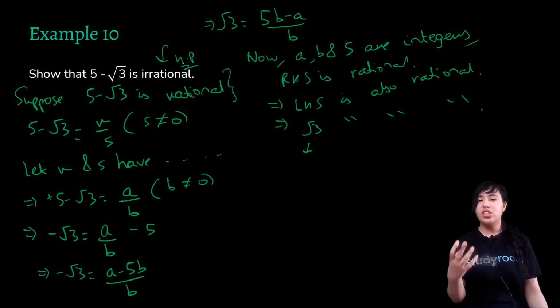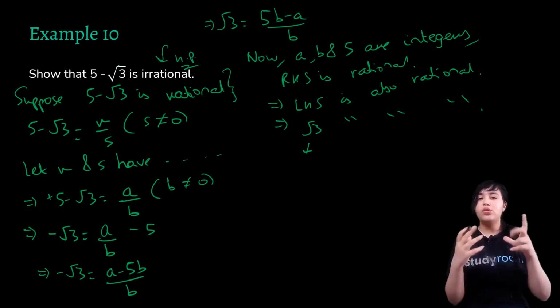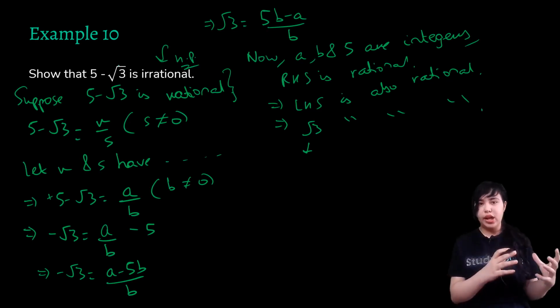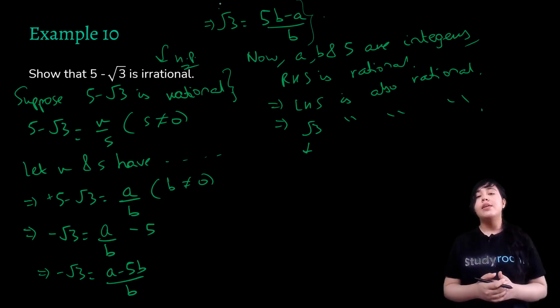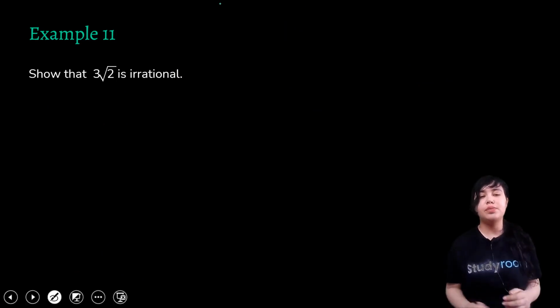So here the methodology is a bit different. You make root 3 only, the square root term, as the subject of the formula instead of doing a cross multiplication over here. And then you see that you are having integers. So this becomes a rational number. If you are having equal to sign, it means this should also be a rational number. But is it? No, it isn't. We've just proven that root 3 is irrational. So this is the proof, again by contradiction.